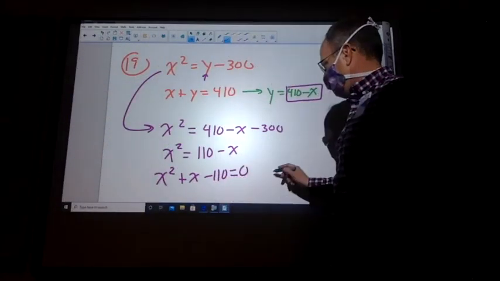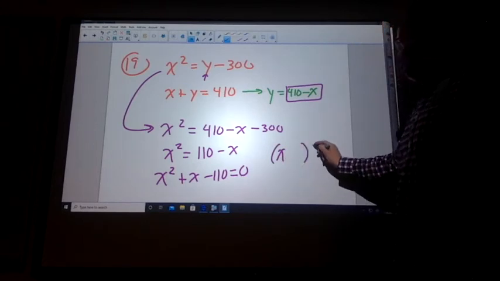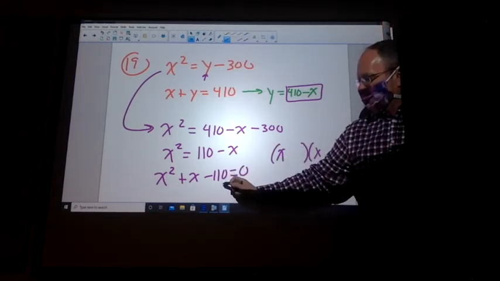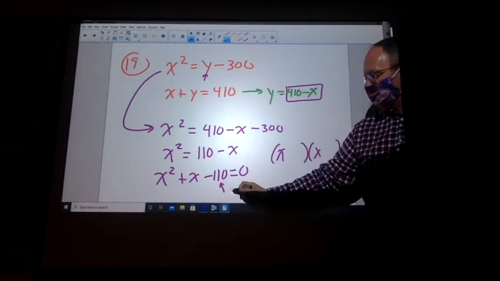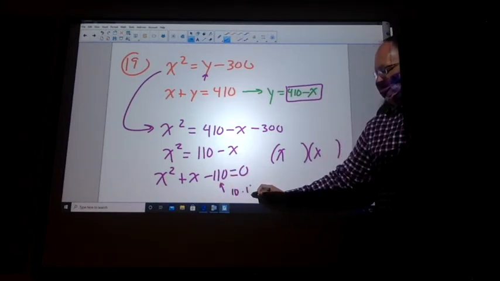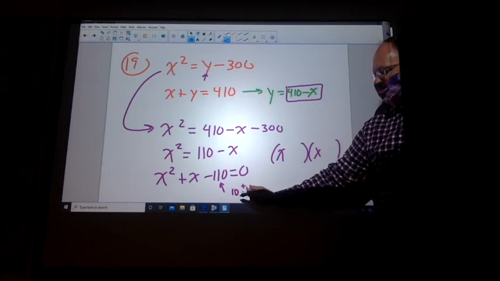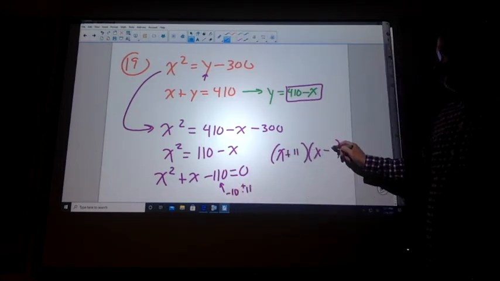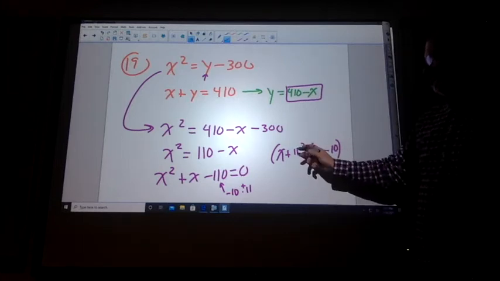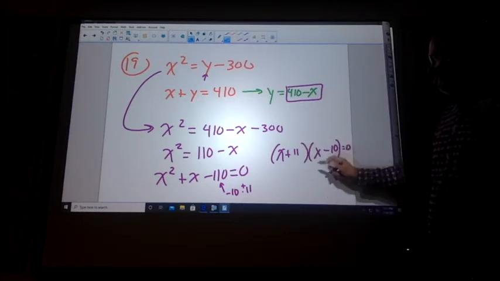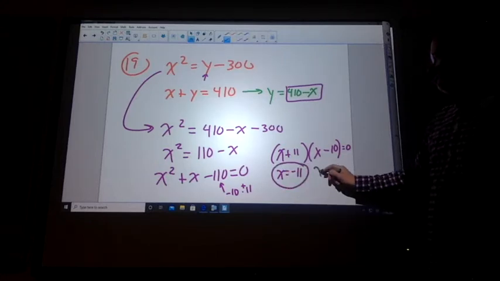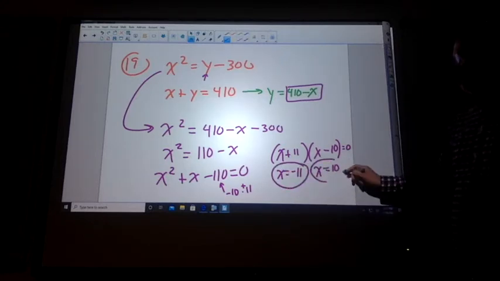If I go to factor this, it should factor nicely. This is 10 times 11. Should be a positive 11 and a negative 10. And we were solving it because there was an equal sign. Done.